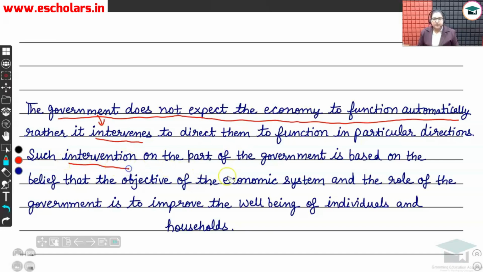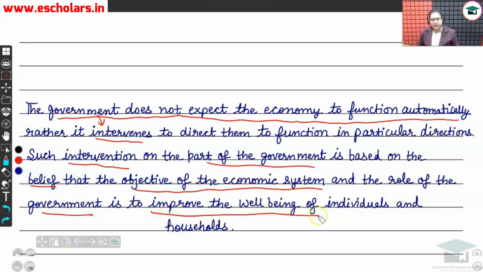And such intervention on the part of the government is based on the belief that the objective of the economic system is the same as the objective of the government, that is to improve the well-being of individuals and households. Okay, so let's have a look.